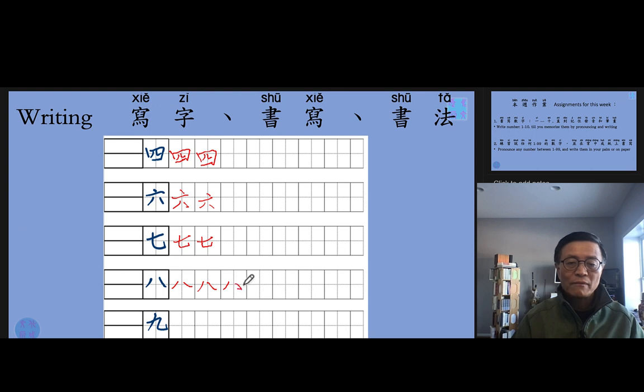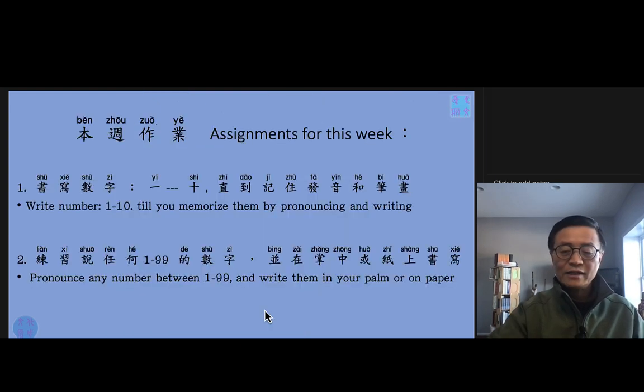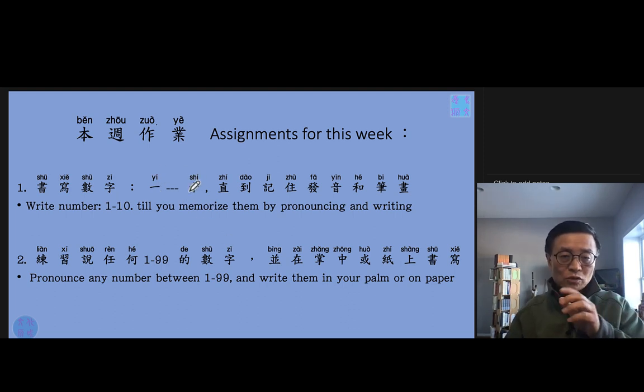Ba, in written pattern it could be this way, or either way is good. In printing, usually go this way. Jiu, you remember we said we can write this way, top to bottom, left to right, or left to right, then top to bottom. Jiu. Either way is okay. These are new characters, right? Okay, remember one more time. You want to be able to write 1 to 10.